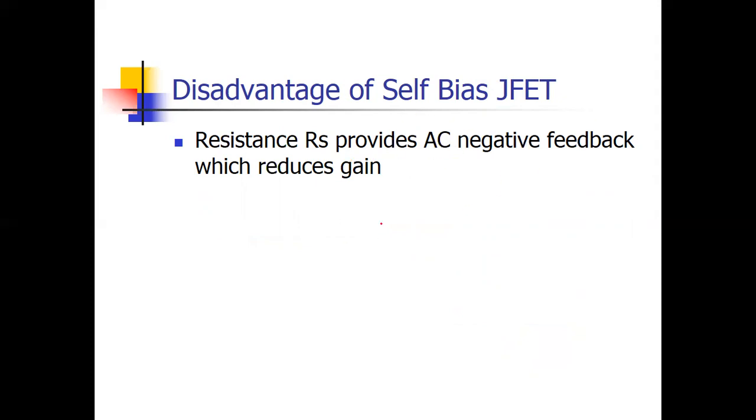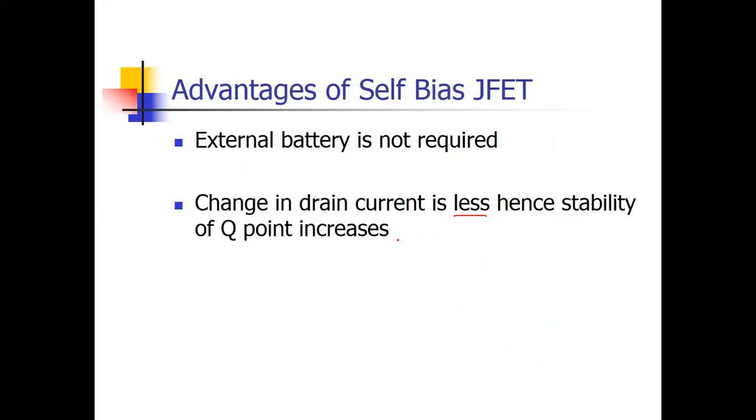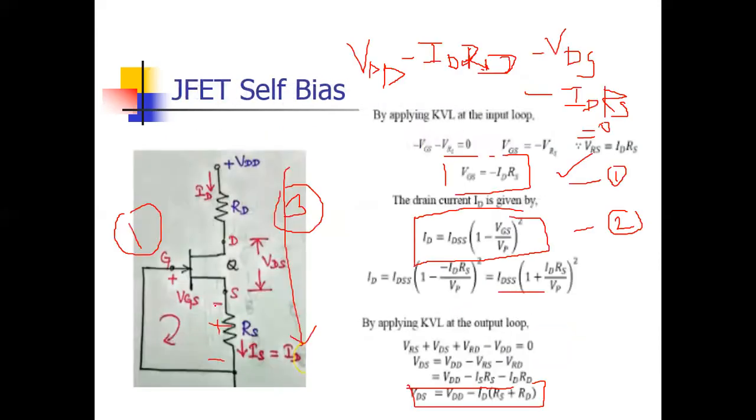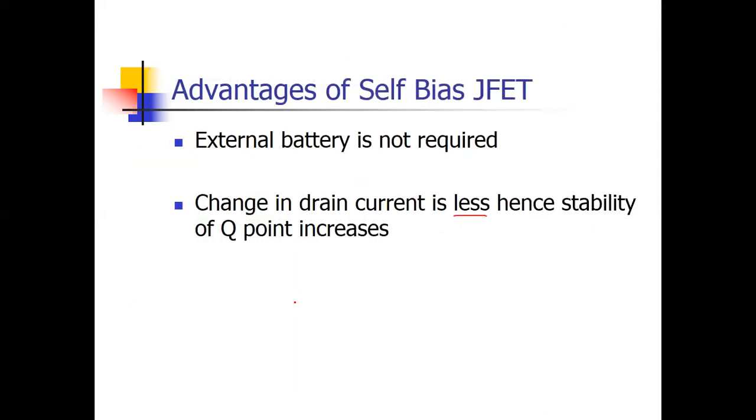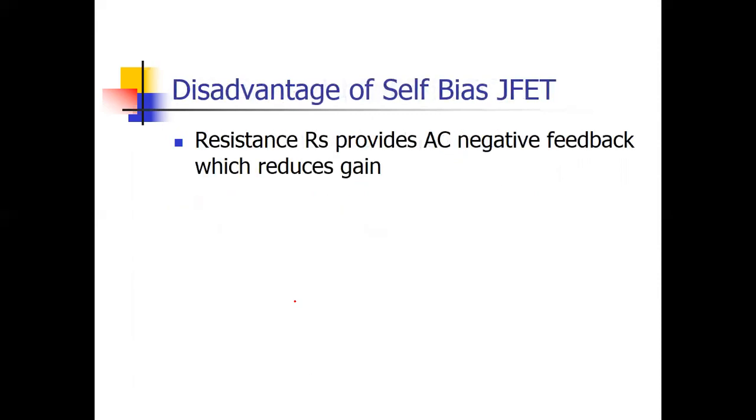Disadvantages: we are using some resistance at the source side, and due to that resistance, some negative feedback is generated, and due to that, your overall gain will reduce. If you remember this circuit, there is one resistance here, and this resistance will provide feedback to the gate. When it provides the feedback, then definitely your gain will be reduced. So this is the disadvantage of self-biased JFET.